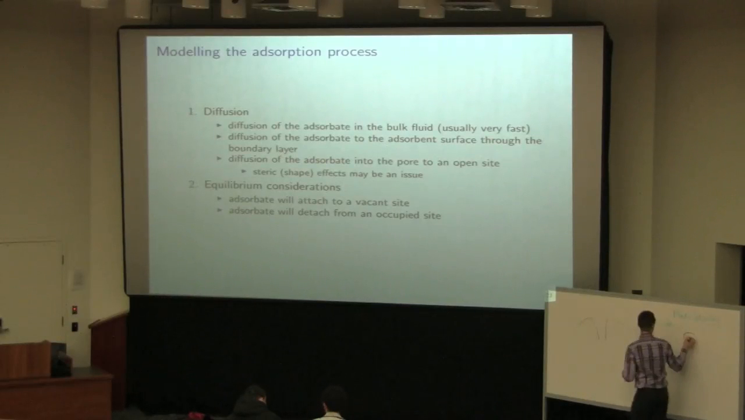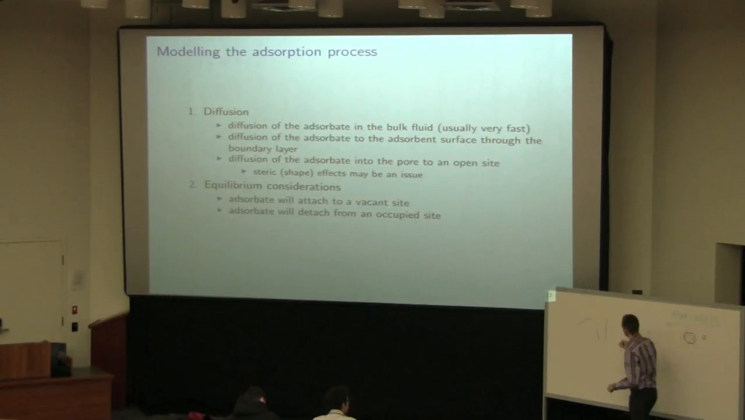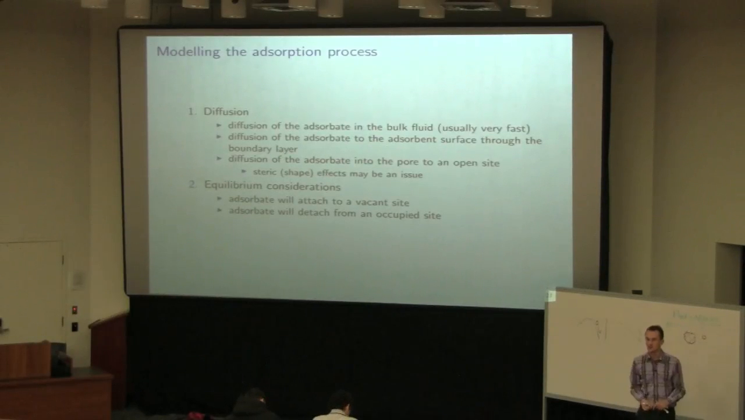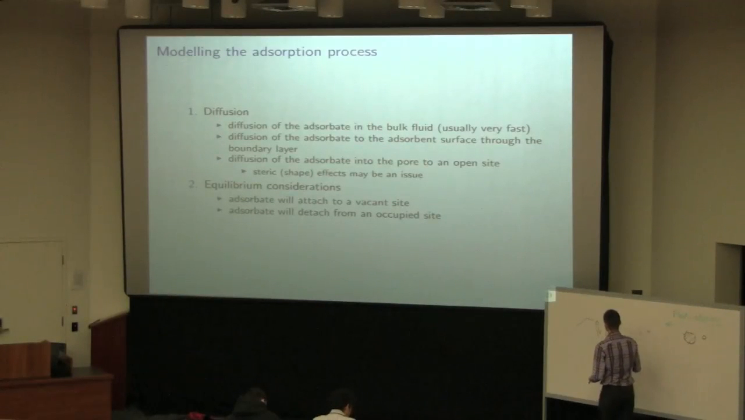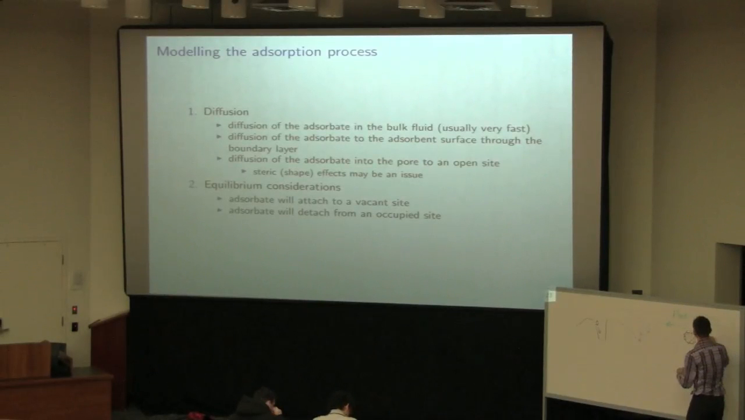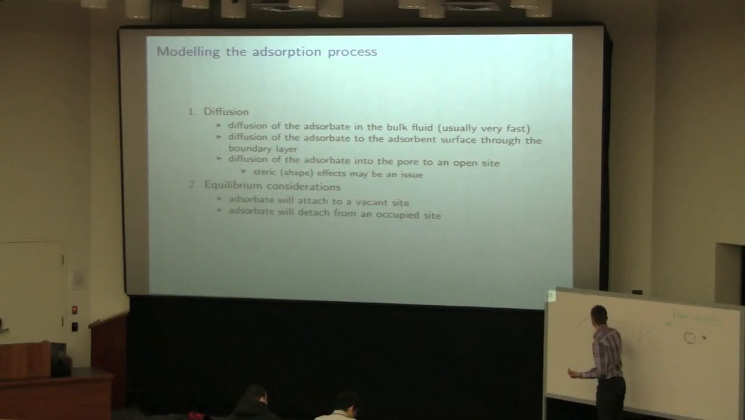So I've probably drawn it a bit too big here. Relatively speaking, this molecule has to diffuse into the pore and enter the adsorbent itself. So this adsorbent is an incredibly porous structure. I just illustrated one particular pore here. We're not going to look at the diffusion modeling right now. Essentially, what we're saying is that the molecule moving through the bulk fluid, through the boundary layer, and then into the pore itself, that's going to happen. It may just take some time, but that diffusion will happen.